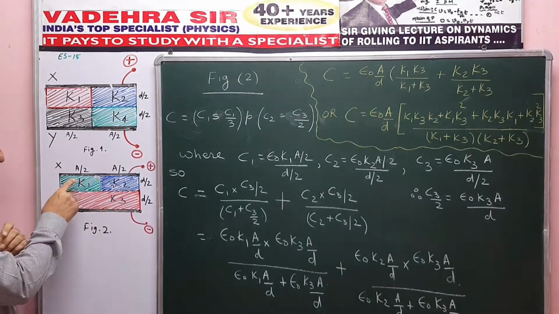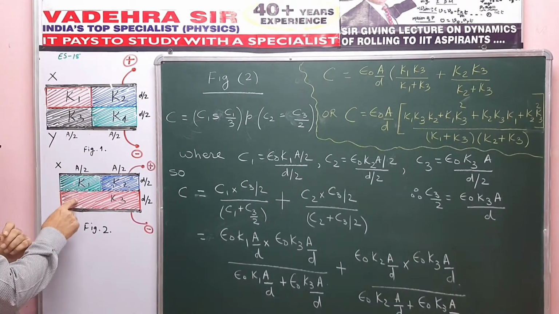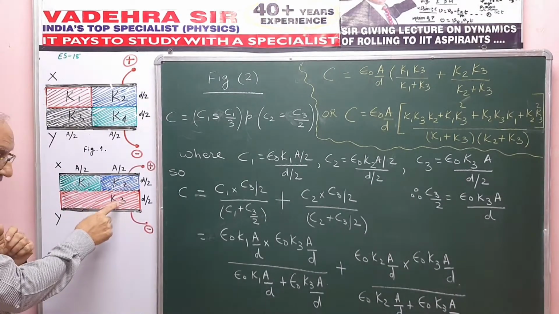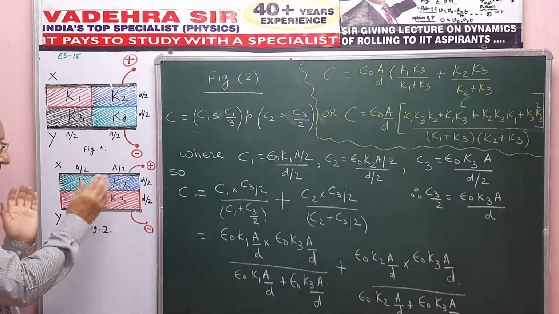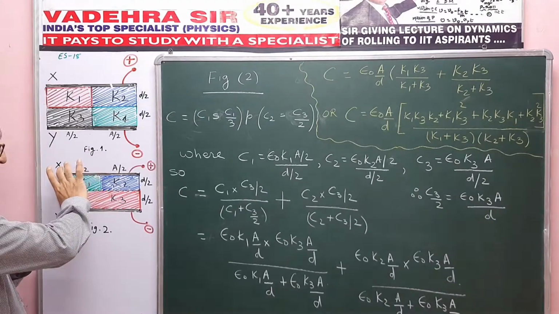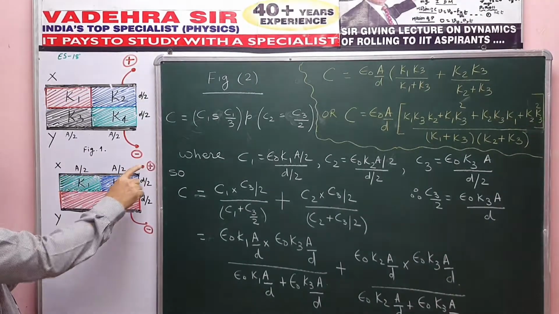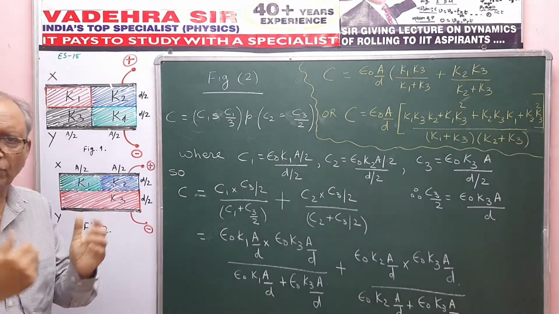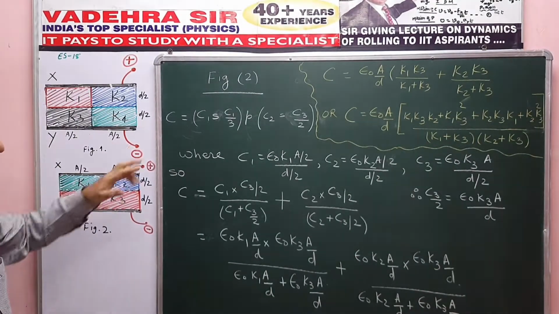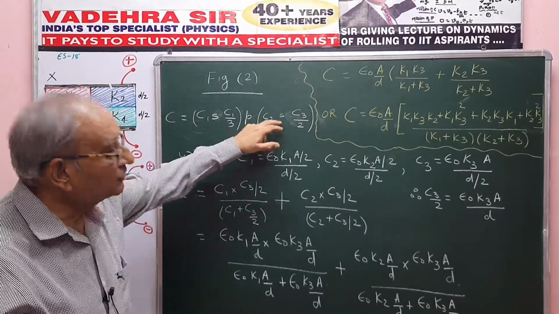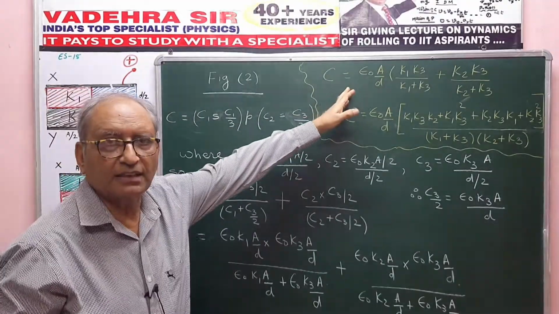Then C1 series with C3 by 2, C2 series with C3 by 2, and the two blocks parallel because the voltage is the same across X and Y. Plate X is positive, plate Y is negative. I've shown you here, in both the figures it was like this only. So there you are: C1 series with C3 by 2 parallel to C2 series with C3 by 2. Don't look at the yellow part for the time being.